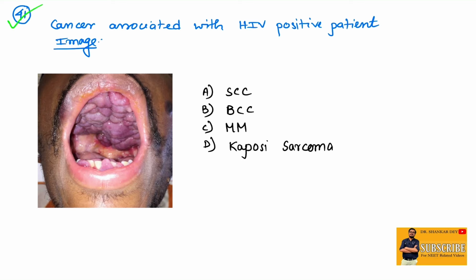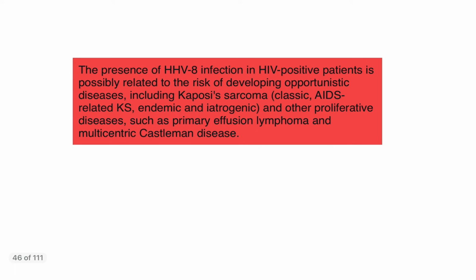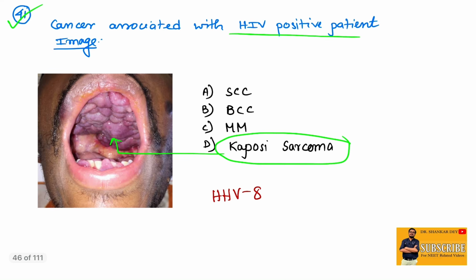A HIV patient came with this finding, which is the cancer associated. So this is typical presentation of Kaposi sarcoma, the soft tissue sarcoma. This is caused by opportunistic infection HHV8, human herpes virus 8. So what are the malignancies that are caused by HHV8 in HIV positive patient? Number 1 is Kaposi sarcoma, number 2 is primary effusion lymphoma, and number 3 is multicentric Castleman disease. So these are the malignancies associated with human herpes virus 8. So this is typical presentation of Kaposi sarcoma in a HIV positive patient.